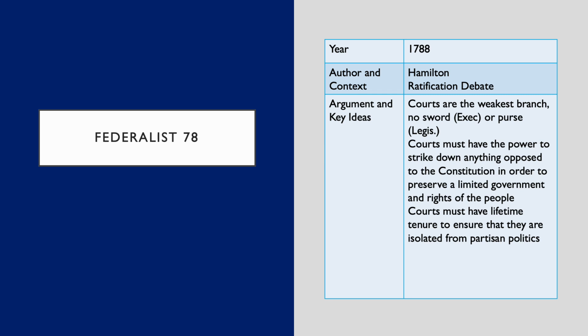And he defends this idea of lifetime tenure because the whole point of having judges appointed for life is that they're not seeking re-election, they're not seeking reappointment, so they're less likely to get involved in partisan politics, right? Any questions about 78? Okay.